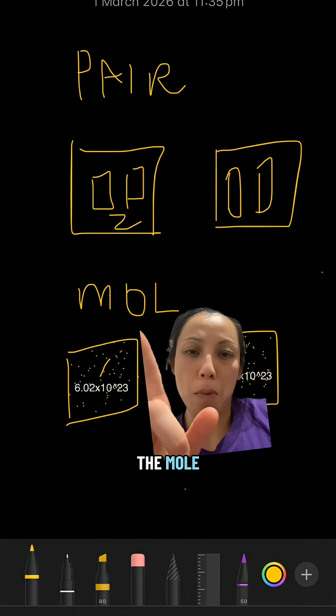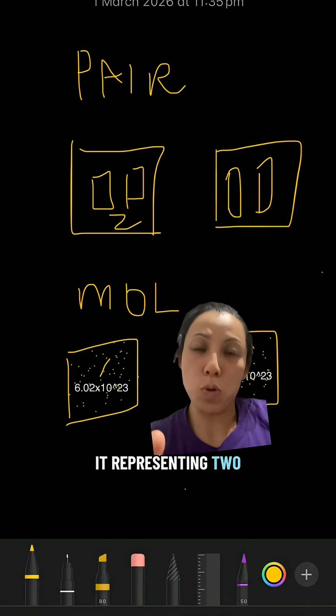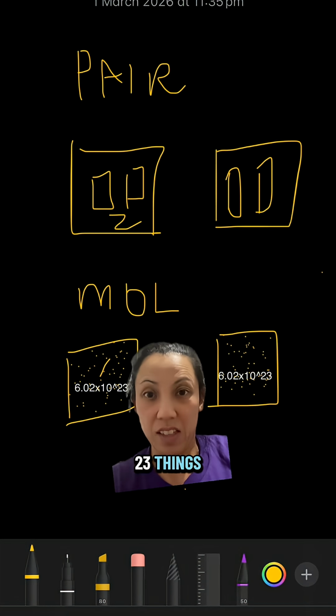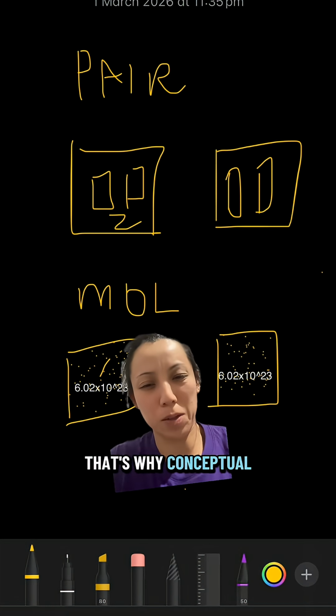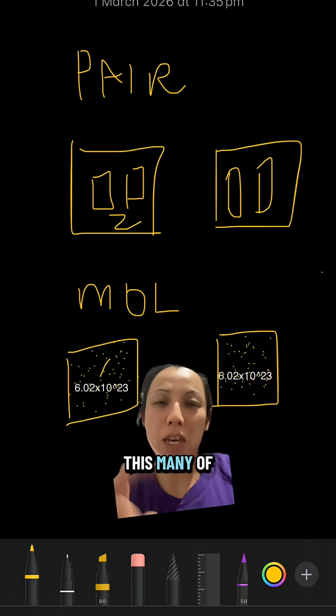Now, when we talk about the mole in chemistry, we're talking about a certain quantity, like a counting mechanism. And instead of it representing 2, it actually represents 6.02 times 10 to the 23 things. So it's a really, really big number. That's why conceptually it's hard. But essentially, every time I give you a mole of something, I'm giving you this many of the thing.